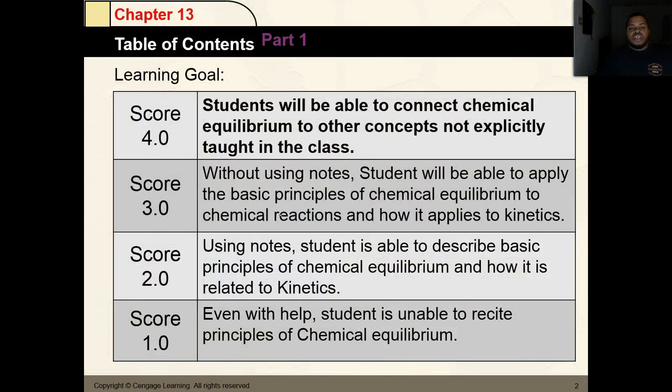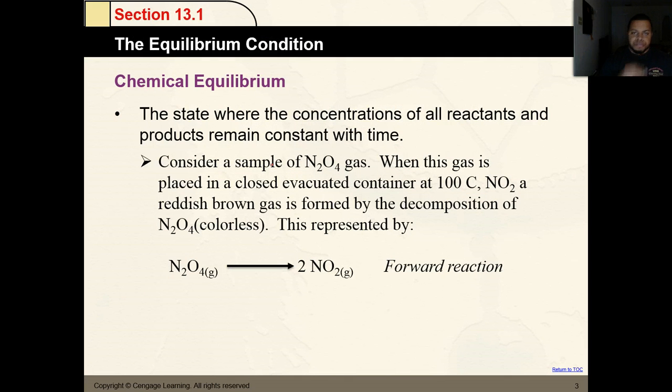Our learning goal, you're going to start seeing these a little bit more often, but our goal always is that you'll be able to reach that score 3.0. Now, without using notes, student will be able to apply the basic principles of equilibrium to chemical reactions and understand a little bit of how it applies to kinetics. Now, I want you to go ahead and rate yourself at this point. Where are you? Now, most of you have no idea what chemical equilibrium is, so that's completely understandable. Now, let's go ahead and get started.